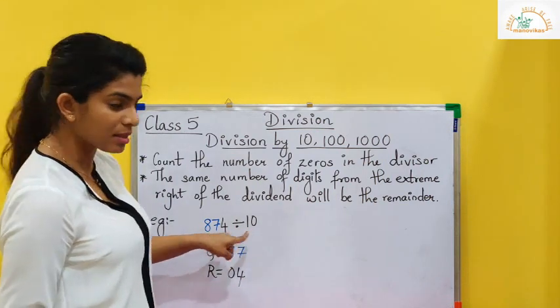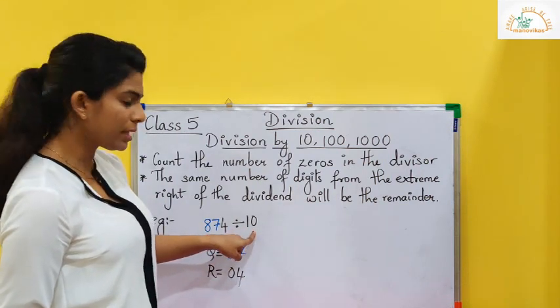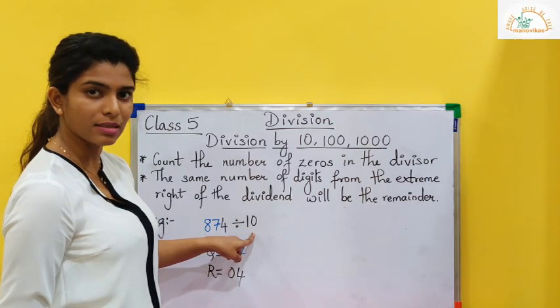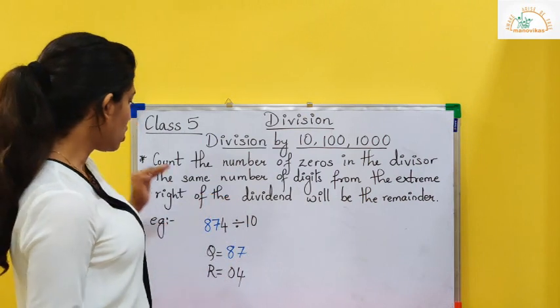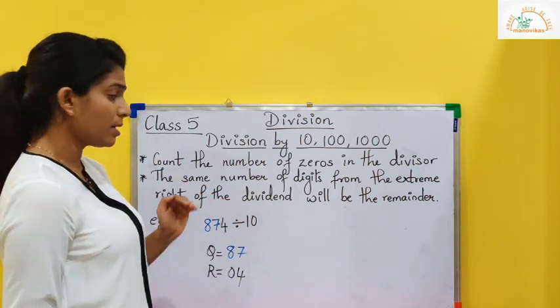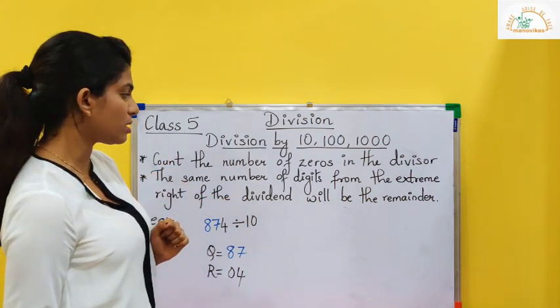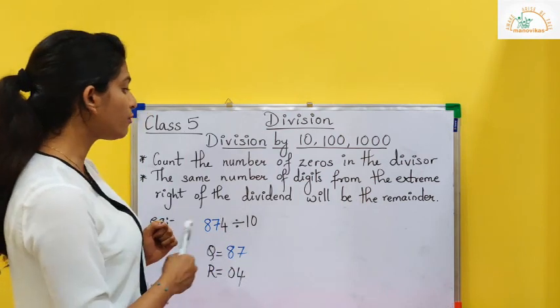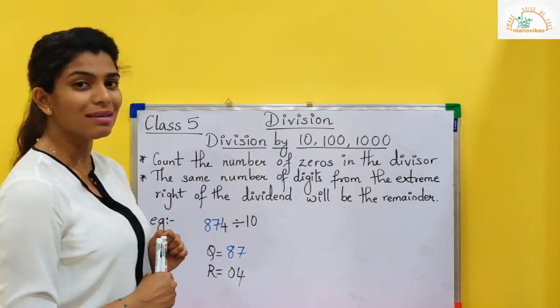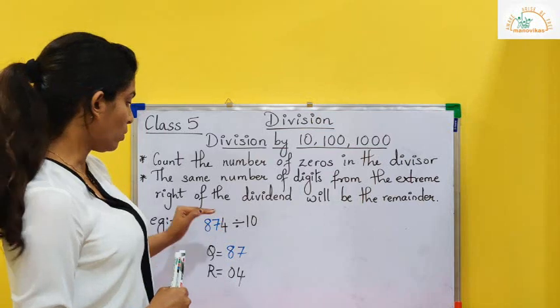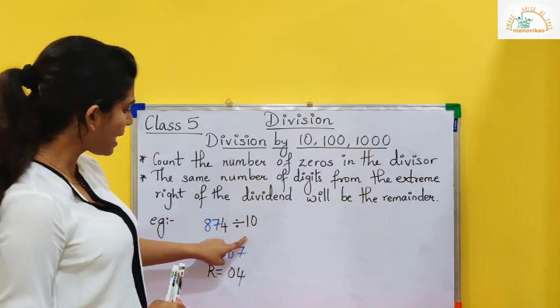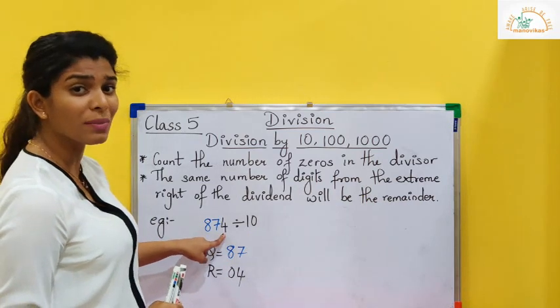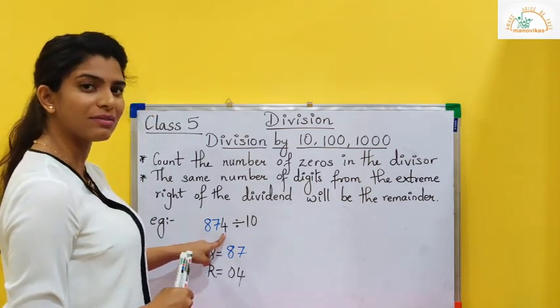This is the dividend, this is the divisor. So how many zeros are there in the divisor? There is one zero. So you go on to the second rule. The same number of digits from the extreme right of the dividend will be the remainder. Now you got one zero here. Same number of digits from the extreme right of the dividend.